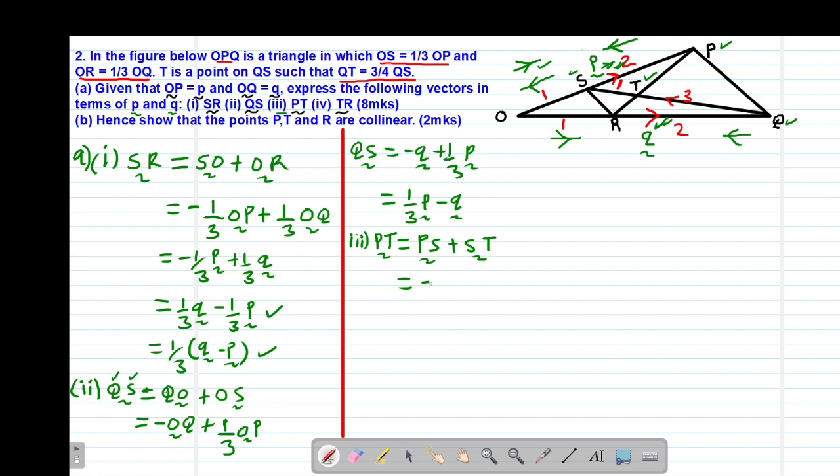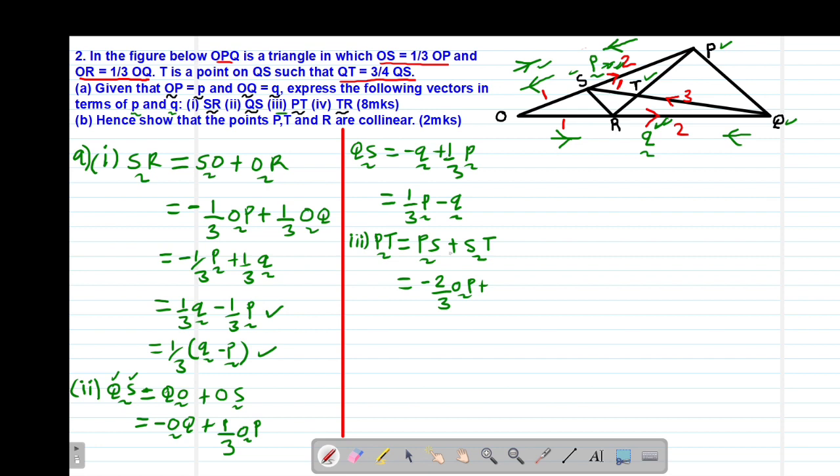Its ratio is actually 2. So this is 2 over the total ratio, which was 1 plus 2, which is 3, of the vector OP. So vector OP, of course, is P. Let me just write vector OP. Then I'm going to add ST. So ST, its ratio is 1.